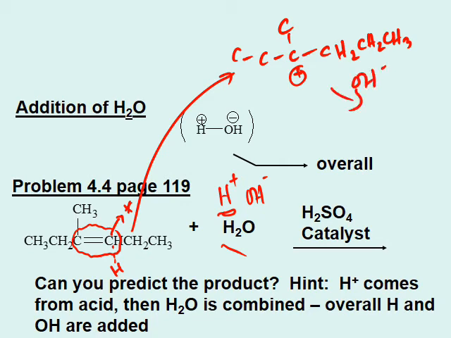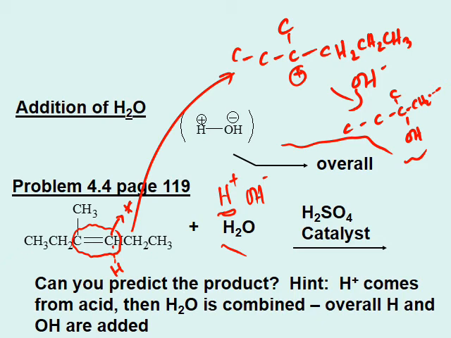I don't have to show the mechanism unless they ask you for the mechanism. You can just quickly write down the product, which is this: C, C, C, C, OH, then CH2. I don't have space here, so make sure you have that CH2, CH2, CH3. So this is the final product you're getting, and you can write it down in just one step.